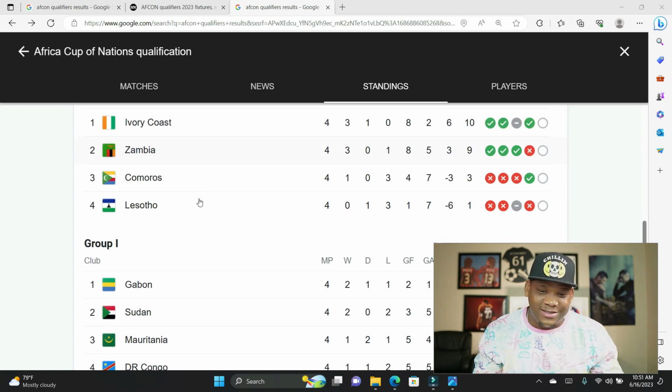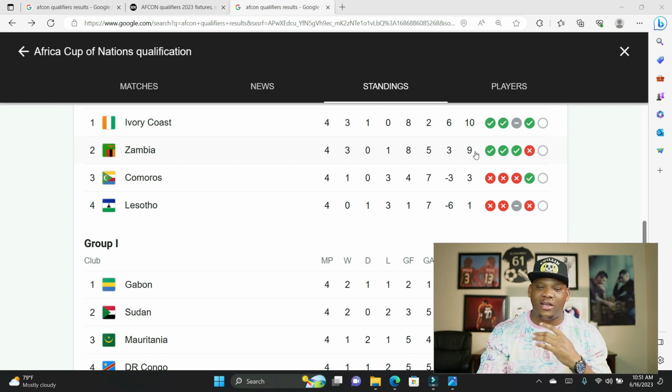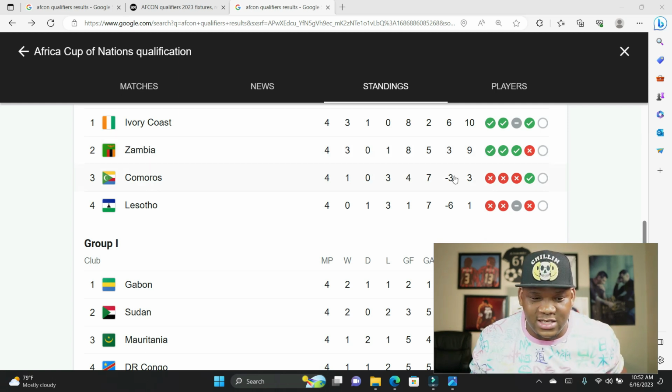Zambia technically should be happy now. They will go through. I don't see Lesotho or Comoros really challenging and winning the last two games. And I don't see Zambia especially losing the last two games. To me, it's kind of impossible. Zambia is too good of a team, and they only need one draw, and I'm pretty sure they can get a draw from any team in this group.